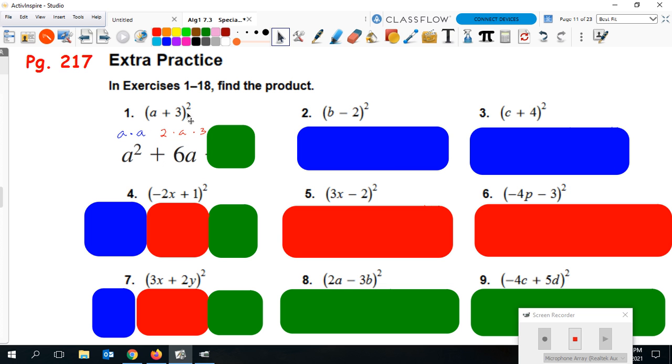And then we're going to multiply the 3 times itself. 3 times 3 is 9 for the last term. And there you go. There's your square of a binomial.